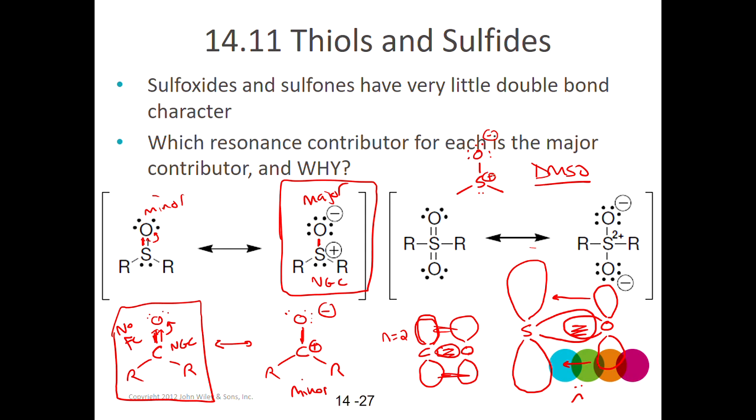The problem with DMSO as a solvent, though, is that because there's so much charge and it's so polar, it has a very high boiling point. It's not very volatile at all. So it's very difficult to then remove that solvent through evaporation at the end. It's the biggest drawback of it.